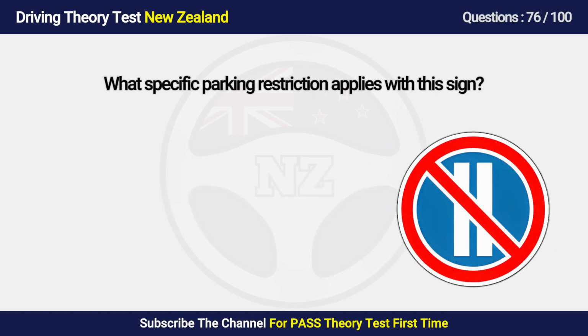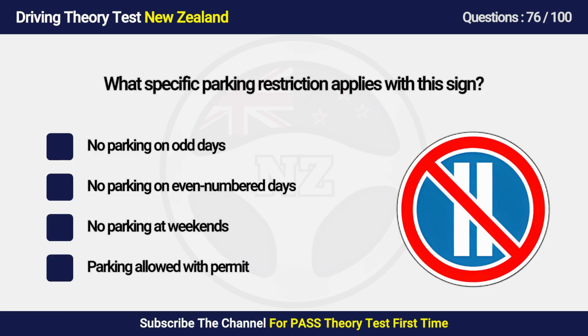Question 76. What specific parking restriction applies with this sign? A. No parking on odd days. B. No parking on even days. C. No parking at weekends. D. Parking allowed with permit.